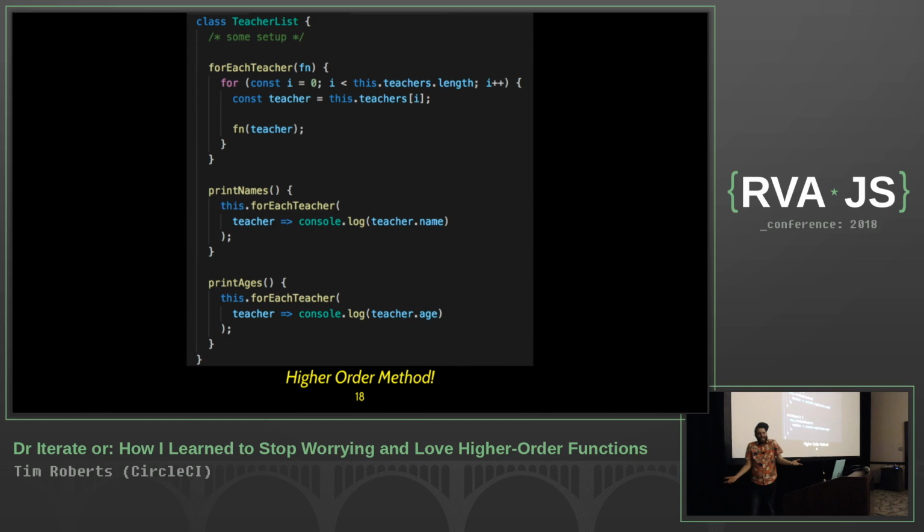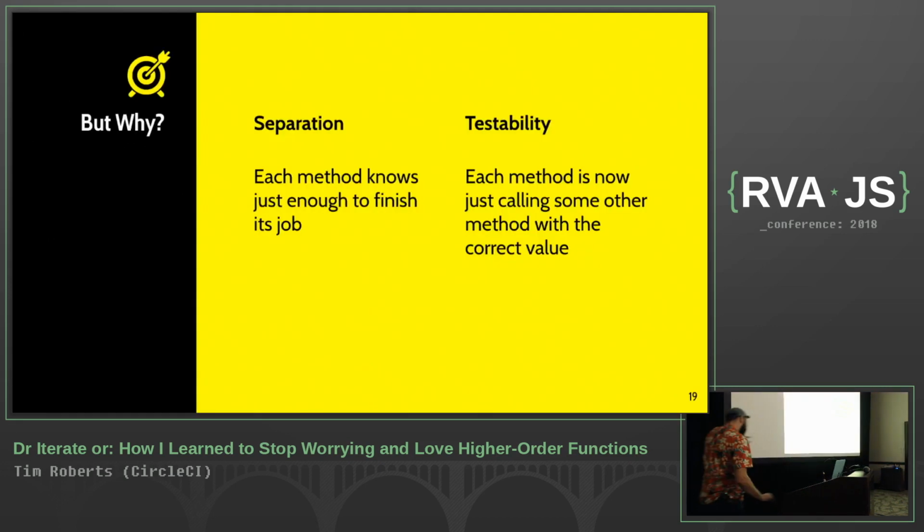That's kind of cool, I guess, but like, why? Right? And to me, one of the bigger things is we get this separation. No longer does each method have to know how to iterate. No longer does each method have to understand my data. Now I can say, hey, here's this forEach thing. That understands my data. This print ages, this print names thing, that understands a data point, one small piece of it. And when I separate the what from the how, I can test this.